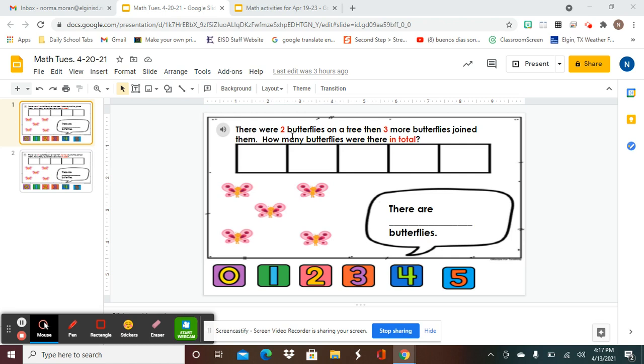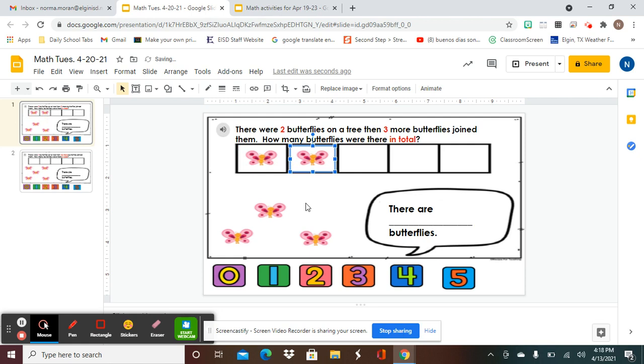Okay, so let me read the first one. So it says here, there were 2 butterflies on a tree, then 3 more butterflies joined them. How many butterflies were there in total? So do you remember how many there were first on the tree? So it says there were 2, it's the red number here, there were 2 butterflies on a tree first. So you will grab 2 butterflies and put them up here.